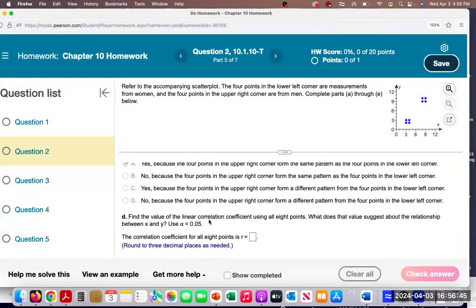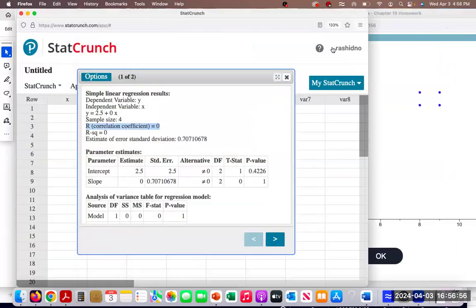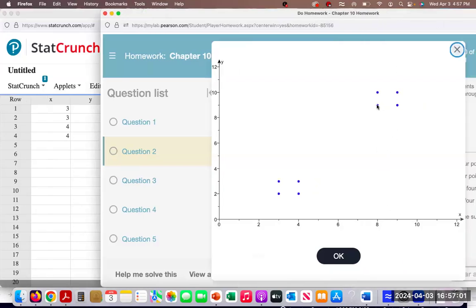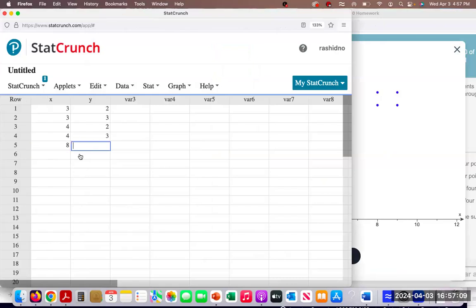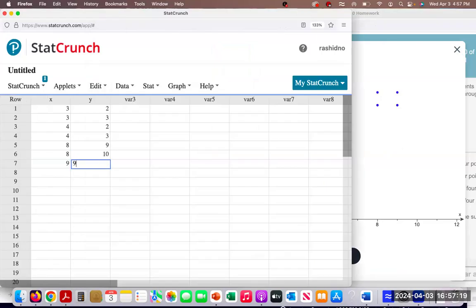Now find the value of the linear correlation coefficient using all 8 points. Let's go ahead and do that. Let's add the next 4 points to StatCrunch. The next point has X value 8 and Y value 9, and this one is 8, 10. So 8, 9, and 8, 10. The next points are 9, 9, and 9, 10.